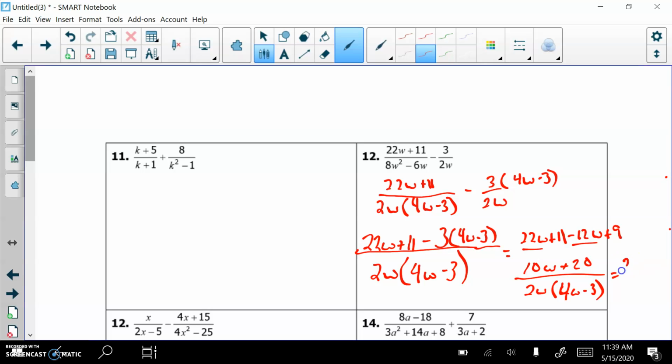We do want to factor out a 2, leaving me with 5w plus 10 over 2w parentheses 4w minus 3. And the 2's cancel. Yes, all the way down to that. So your answer there is 5w plus 10. Wait, what? Oh gosh, I could have taken a 10 out. Dang it. Rewind.